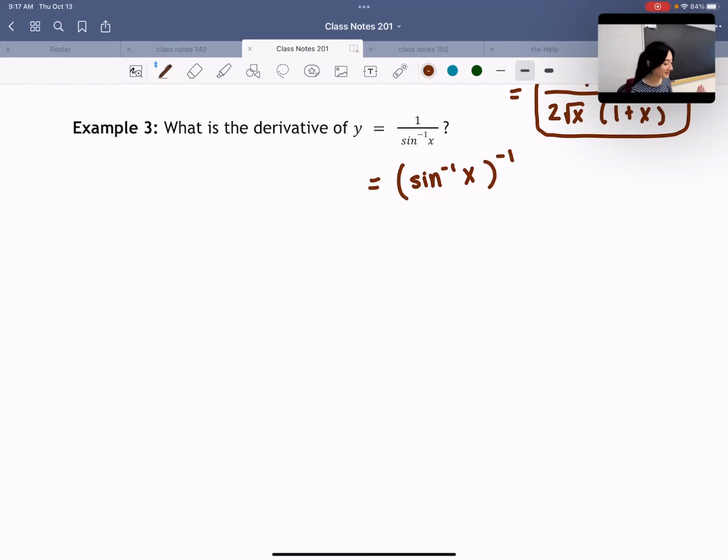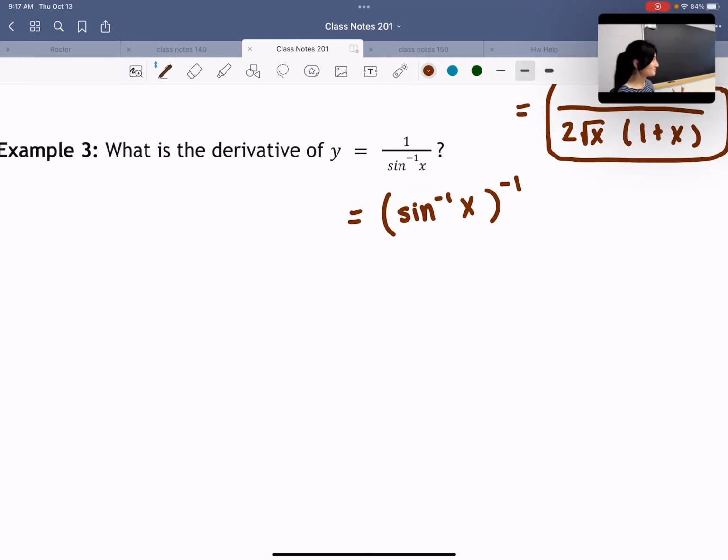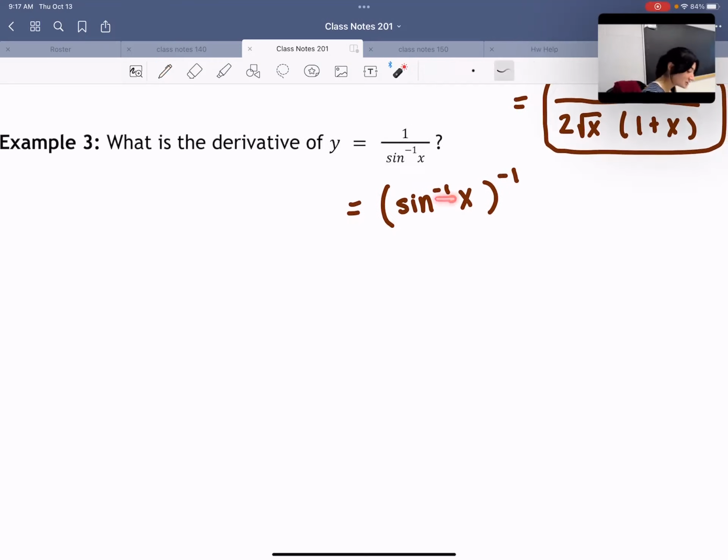Now this is a little tricky, right? Because we have two -1 exponents here, but only one of them is actually a power. If I take a look at this -1 here, it's just telling us that this is sine inverse. This -1 is telling us that we're raising it to a power. So don't get confused with this -1 symbol here.